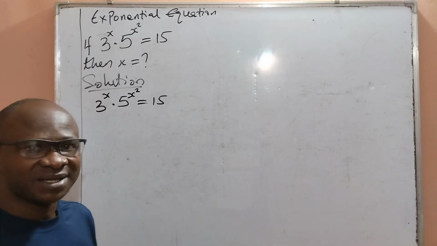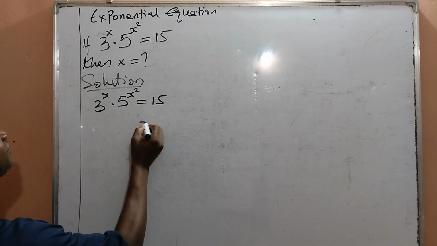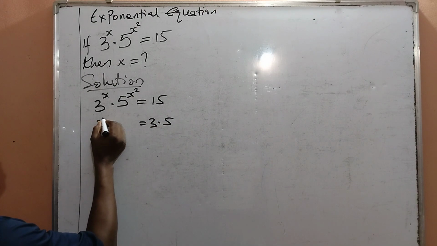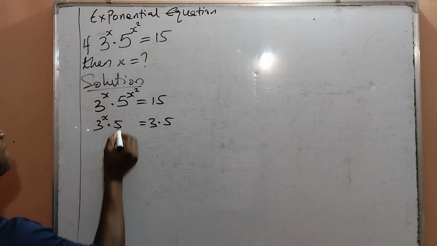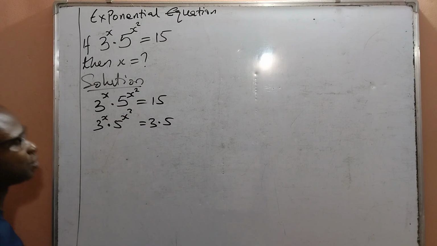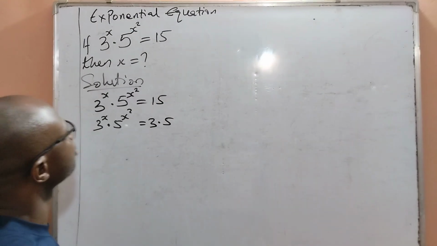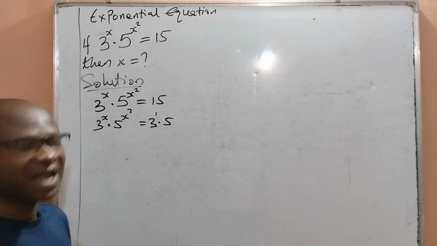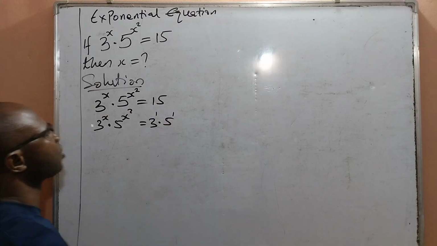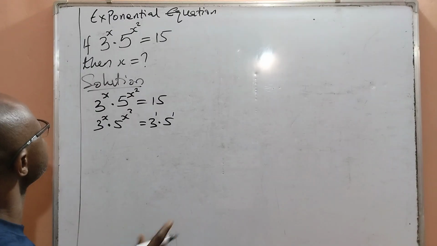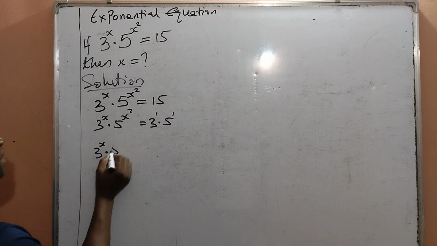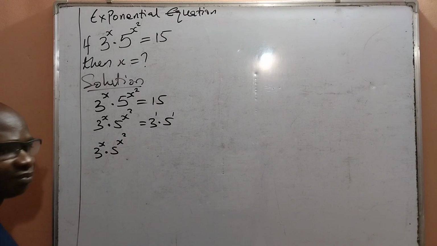I'll start from the right hand side by writing 15 as 3 multiplied by 5, equal to 3 raised to the power x multiplied by 5 raised to the power x, all raised to the power 2. But you also know that 3 is the same thing as 3 raised to the power 1 and 5 is the same thing as 5 raised to the power 1. Okay, the next thing I will do, I will write 3 raised to the power x multiplied by 5 raised to the power x, raised to the power 2.